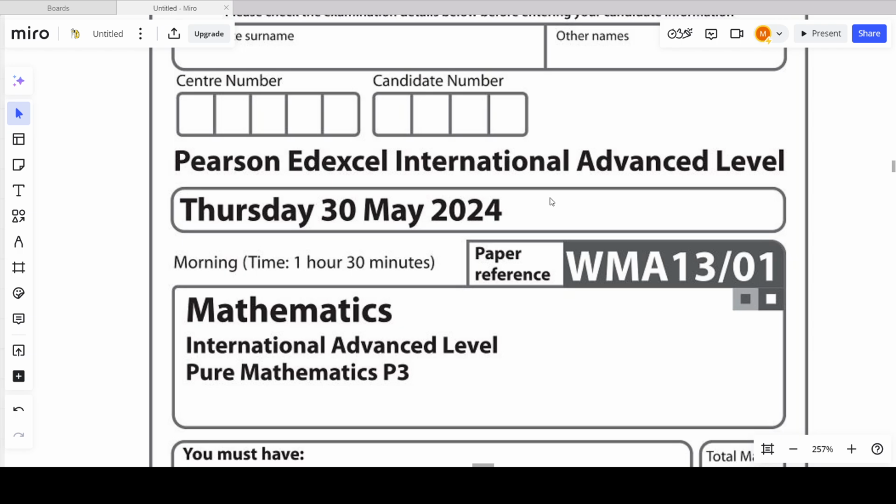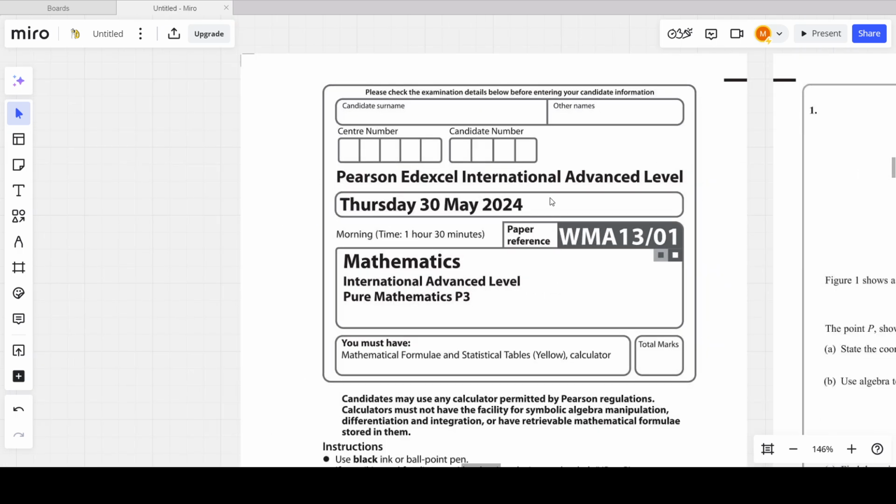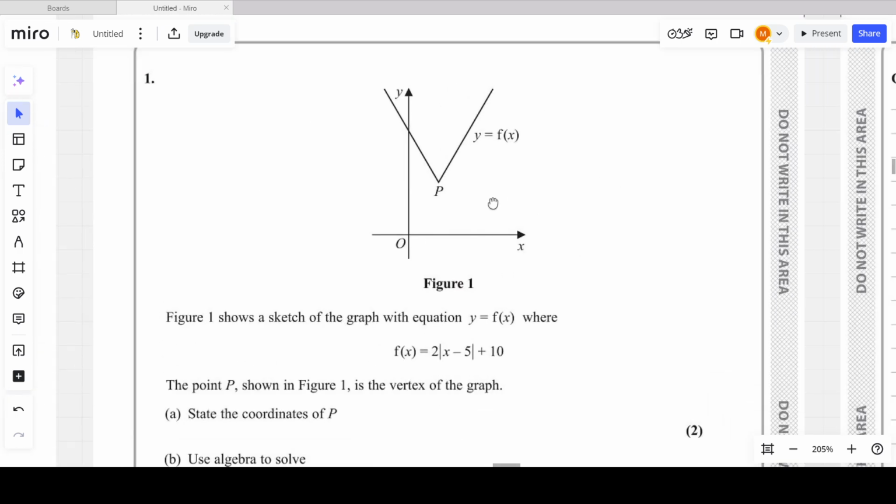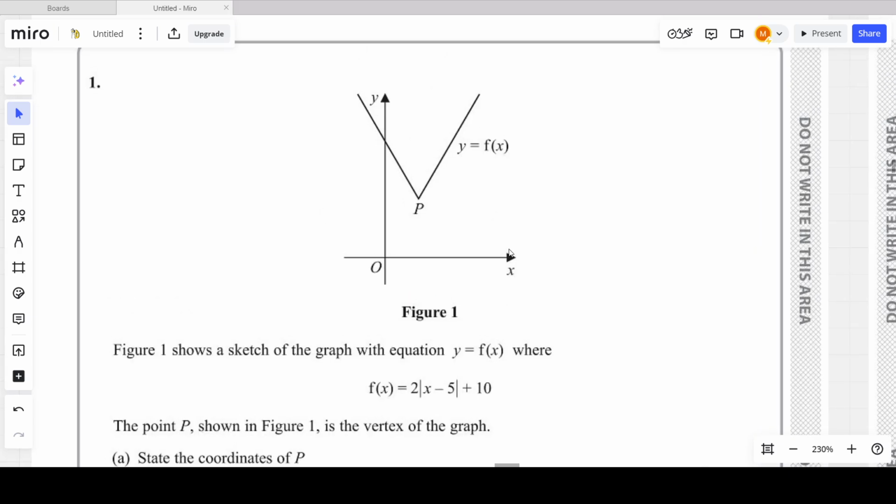I have planned to make videos on each of the questions separately, so it will be easier for you to pick the solution videos according to your necessity. For the P3 2024 paper, the first question was from modulus functions, which is chapter number 2 of your P3 book. Let's see what they have said in question number 1.